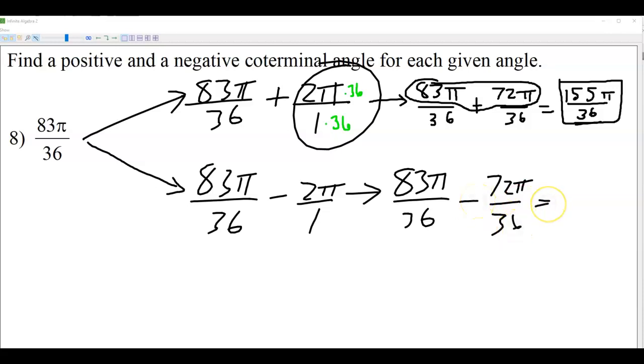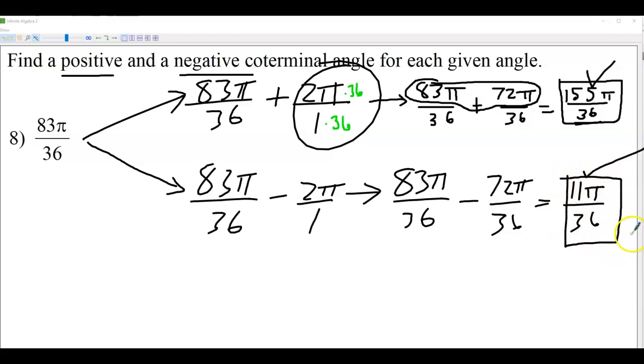So now if I subtract 83 and 72, I think I'm going to get 11 pi over 36, and that's not my answer. Believe it, I thought I was done, but it's not. Why not? Because the problem has asked me to find a positive and a negative coterminal angle. So this is a positive coterminal, but guess what? So is this. That's positive also, right? I don't have a negative yet.